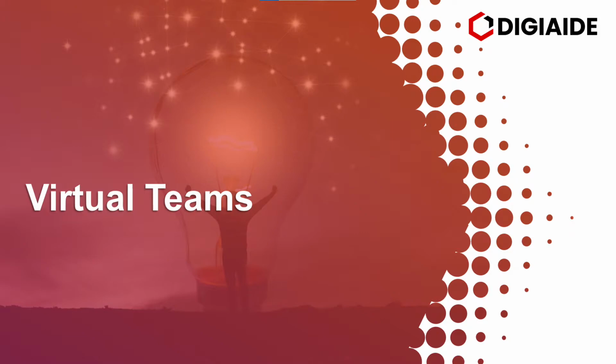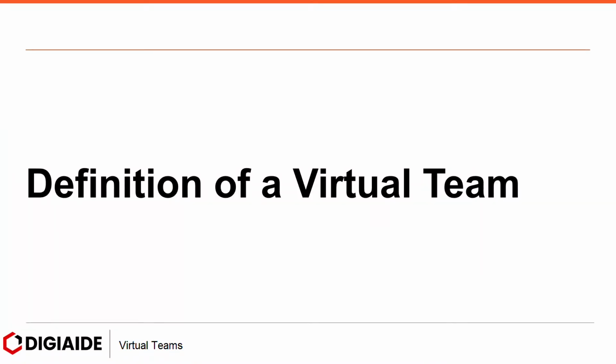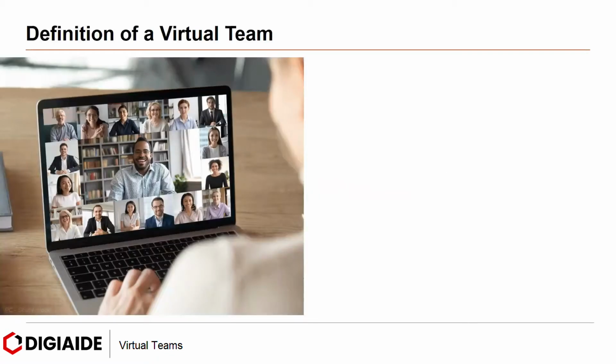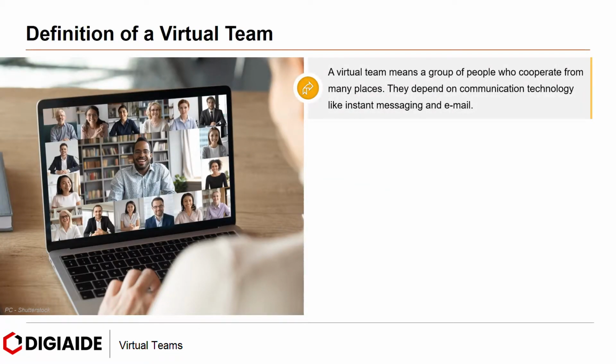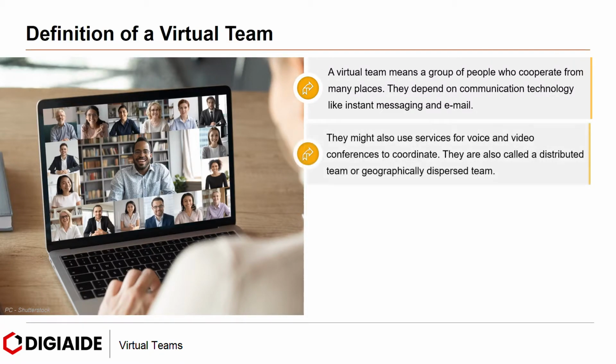In this video, we are going to cover the topic on virtual team. Now let's start with the definition of a virtual team. A virtual team means a group of people who cooperate from many places. They depend on communication technology like instant messaging and email. They might also use services for voice and video conferences to coordinate.